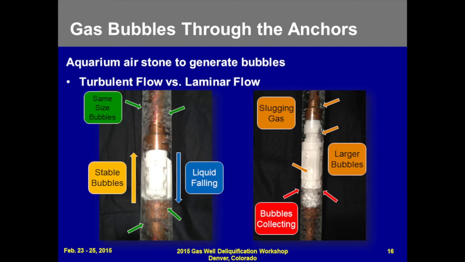Over on the right we have the mechanical tubing anchor. We'll notice that bubbles are collecting below the tubing anchor. We'll also notice that as the bubbles move past the anchor, they coalesce and slug, resulting in larger bubbles above the anchor. It should also be pointed out that the gas flow rates that we used in the mechanical anchor were much less than the flow rates illustrated in the hydraulic anchor in these two pictures.